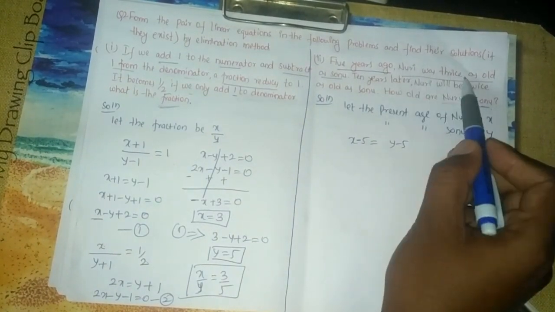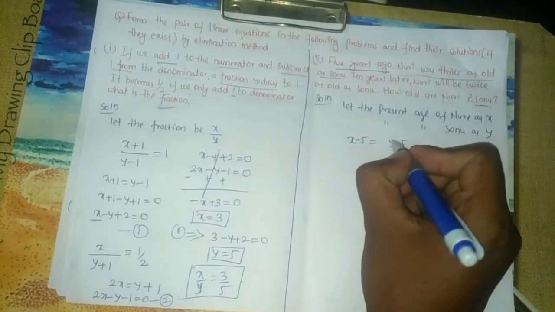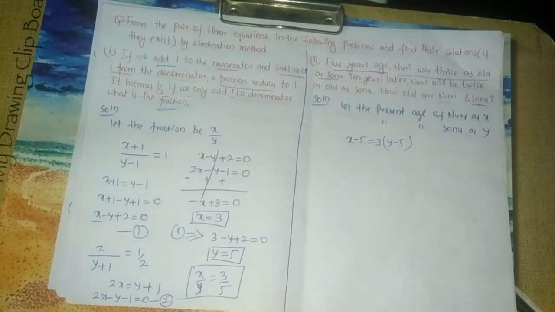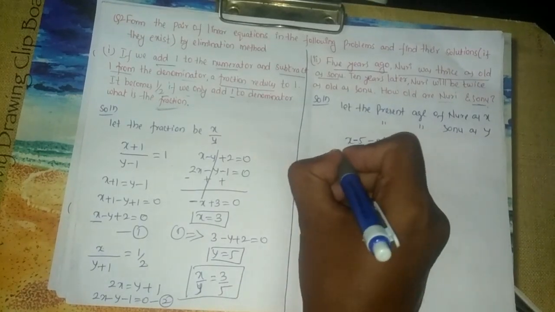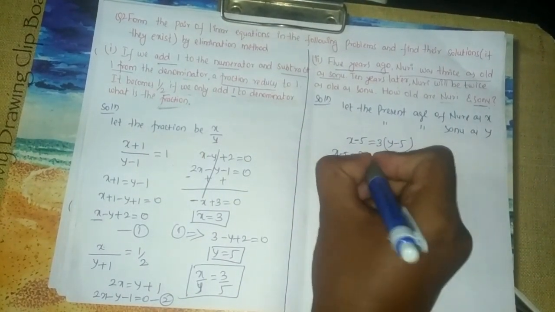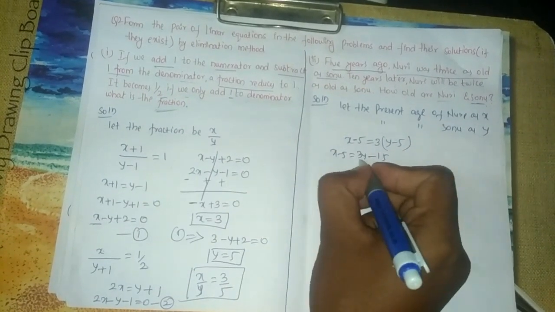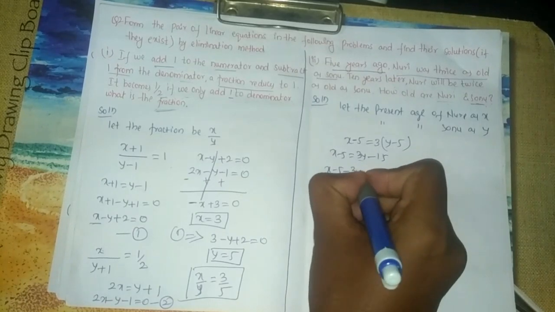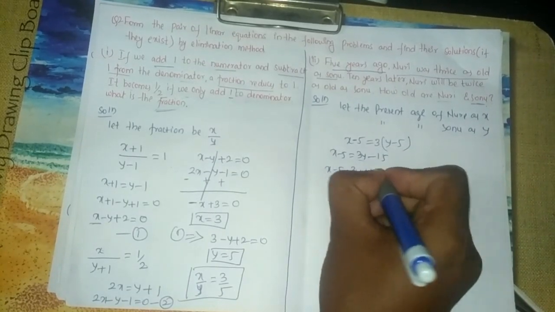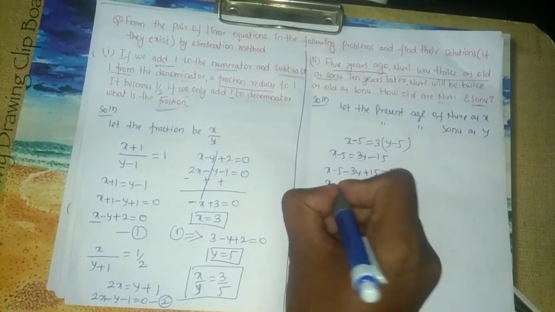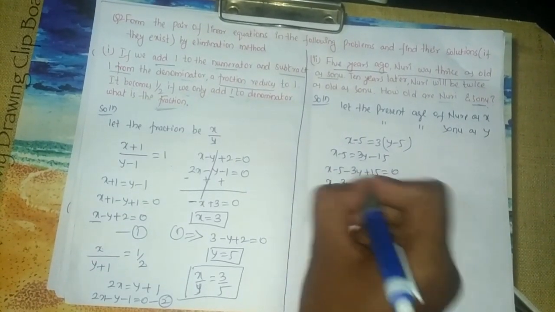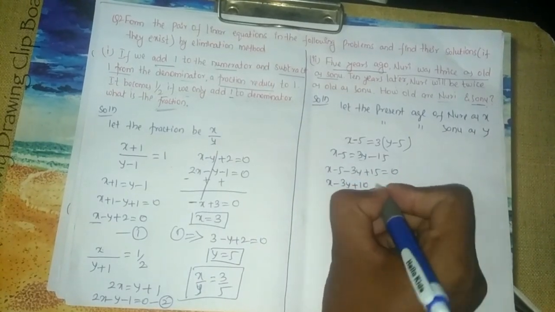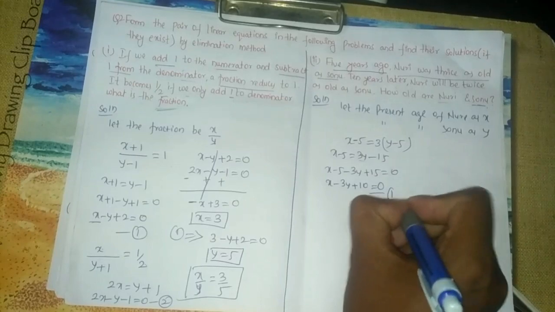5 years ago Nuri was thrice as old as Sonu, which is x minus 5 equals 3 into y minus 5. So x minus 5 equals, open the bracket, 3y minus 15. Bring this 3y minus 15 to LHS. It will be x minus 5 minus 3y plus 15 equals 0, or x minus 3y plus 10 equals 0. Call this equation 1.